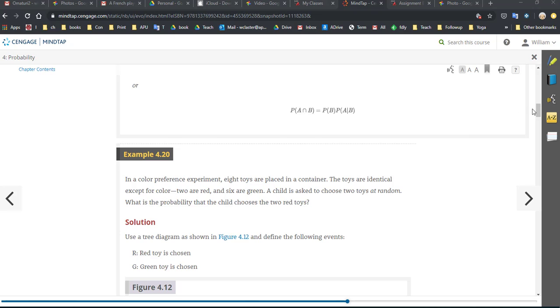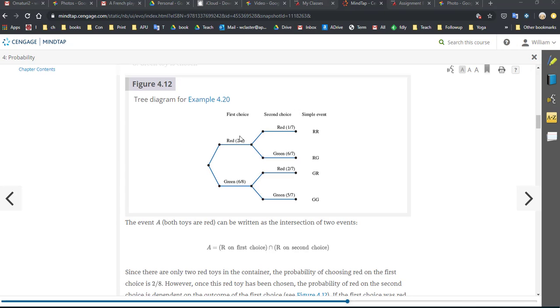So what does this have to do with what we just learned? So they say use a tree diagram as shown in figure 4.12 and define the following events. So here's the 4.12. So we have, the first choice, the child could choose red or green, and these are the probabilities of choosing red and green. Now if they chose red here, then there's only one more red left, and there's only 7 toys left, so the probability of choosing red is 1 out of 7. And the alternative green is 6 out of 7, and this is 2 out of 7 and 5 out of 7. You can check that yourself.